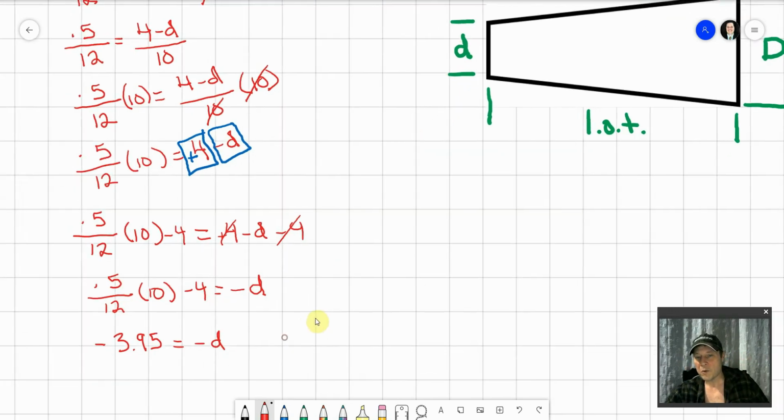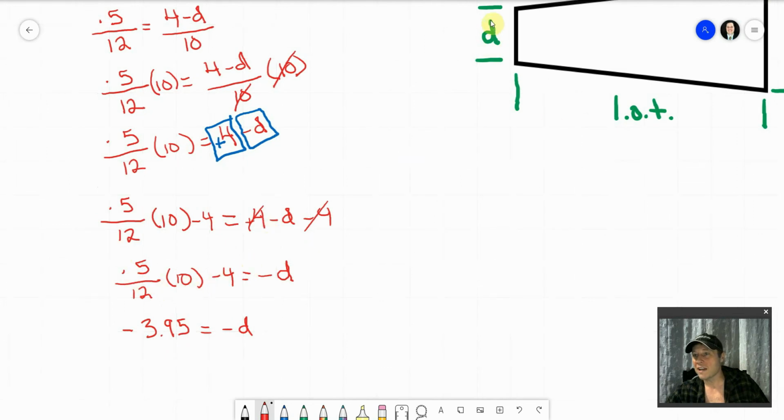But remember what we just learned in algebra here? We know this has to be positive. We know this has to be a positive number. We can't create a negative size. We can only create a positive size, right? So this has to be a positive number.